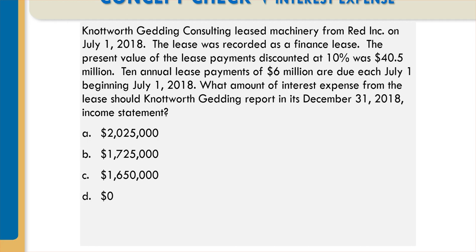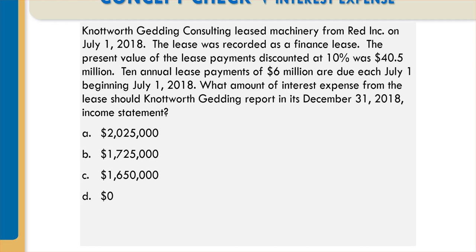Another one, interest expense. This is a tricky one. The present value is 40.5 million. And you're going to make 6 million in payments, and you are going to start at the beginning and make your 6 million in payments. They want to know what is the total amount of interest expense in December, and these are annual payments.